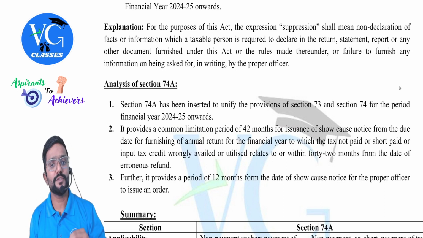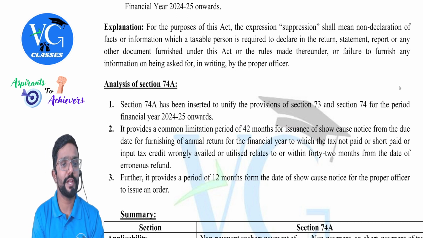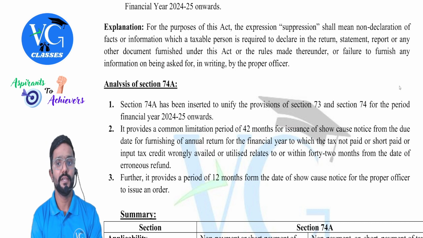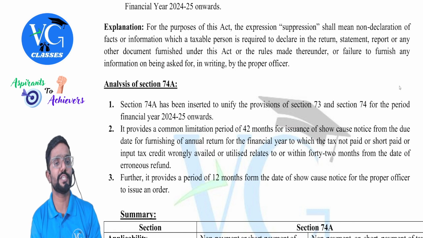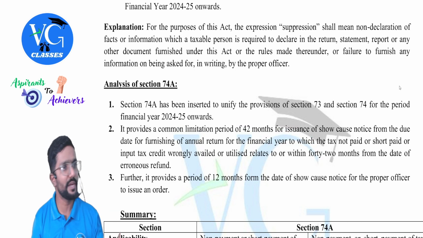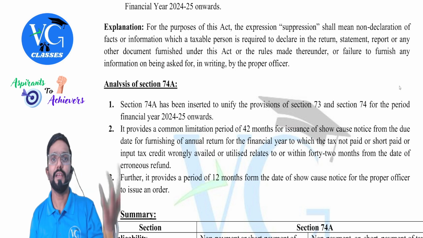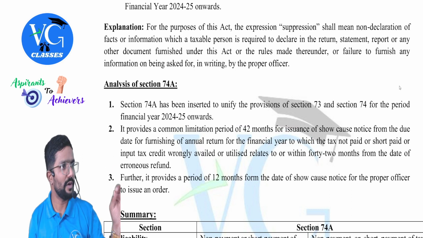Explanation. For the purposes of this act, the expression suppression shall mean non-declaration of facts or information which a taxable person is required to declare in a written statement, report, or any other document furnished under this act, or the rules made thereunder, or failure to furnish any information on being asked for in writing by the proper officer. Simple, guys. What I have given is wrong information, or I have not given full information. Understood? Means not full disclosure.